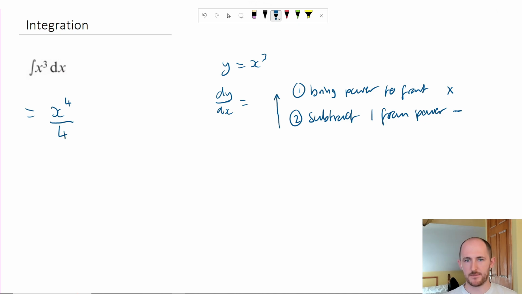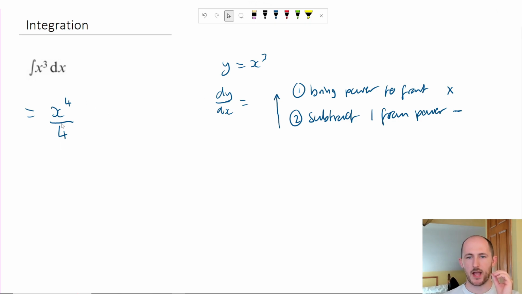And that's it. You can test this out, so I'd recommend if you differentiate x cubed, and then you want to integrate it, you should get back to x cubed. So when you differentiate, you get 3x squared. Integrate, you get 3x to the power of 3 divided by 3, x cubed.